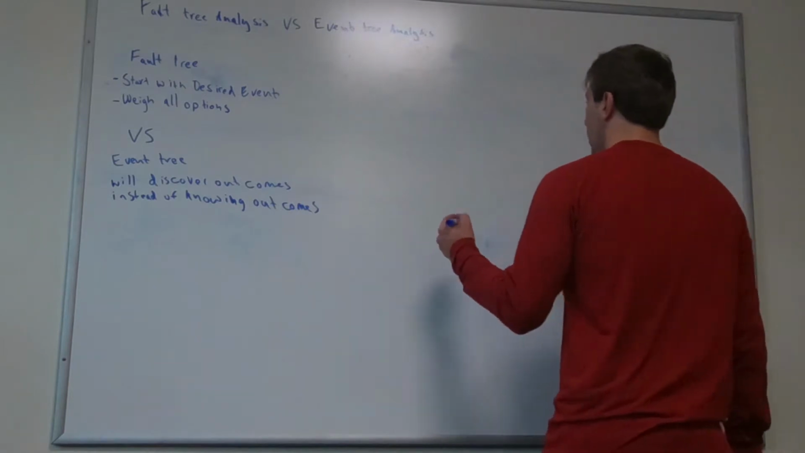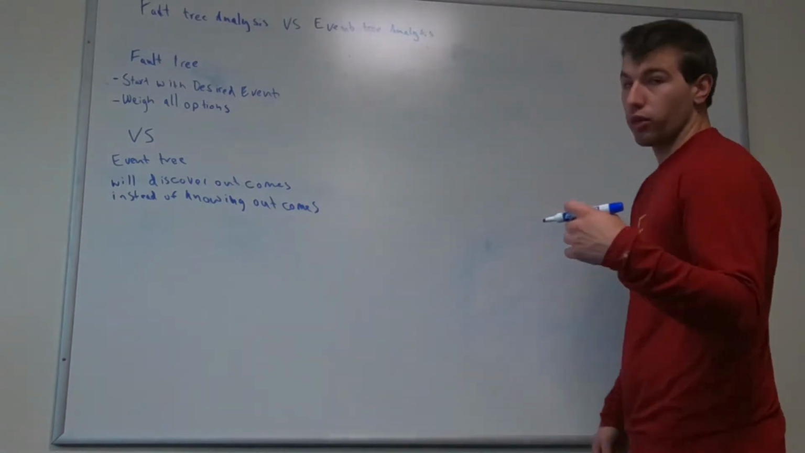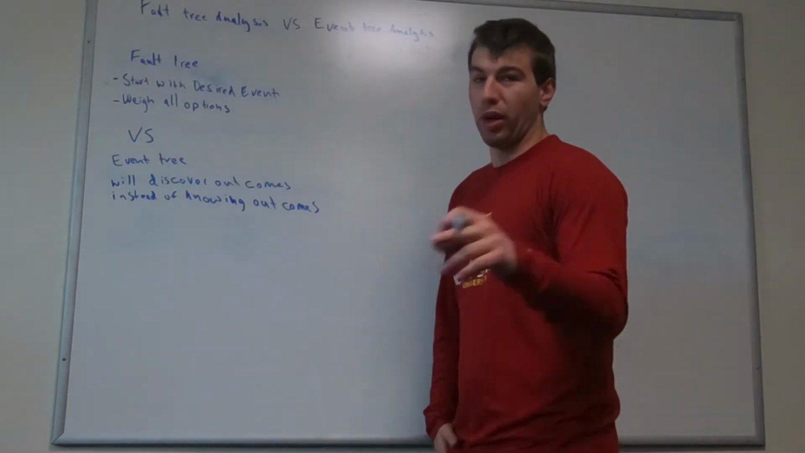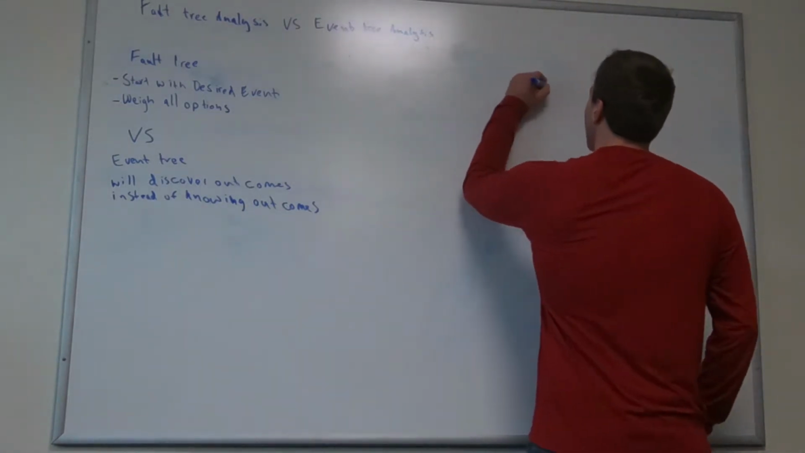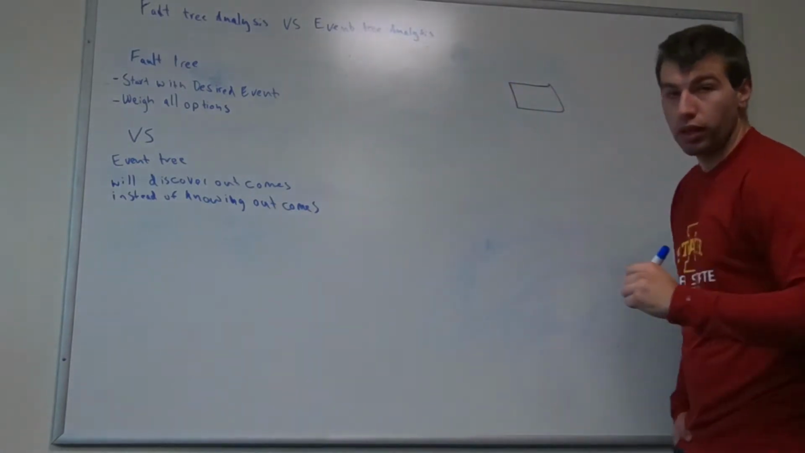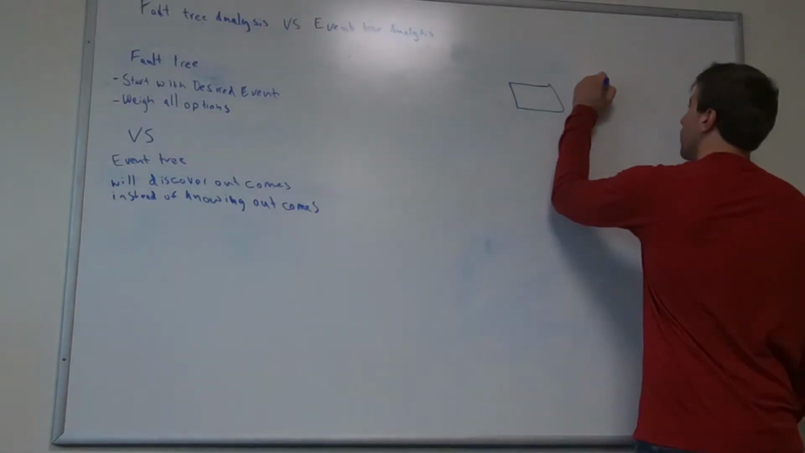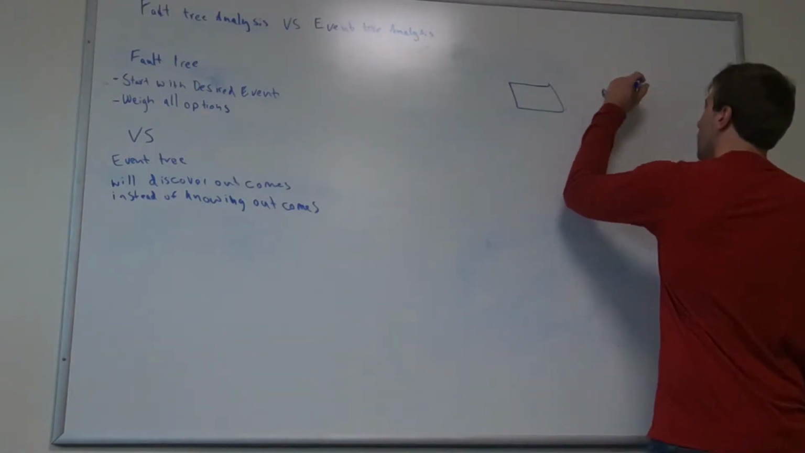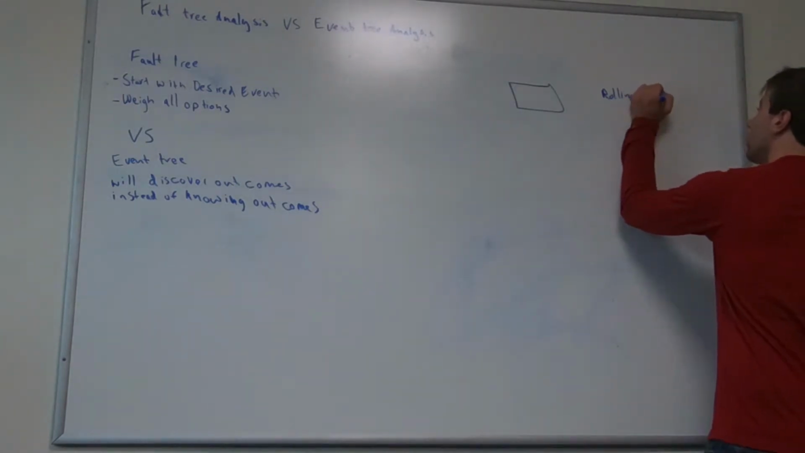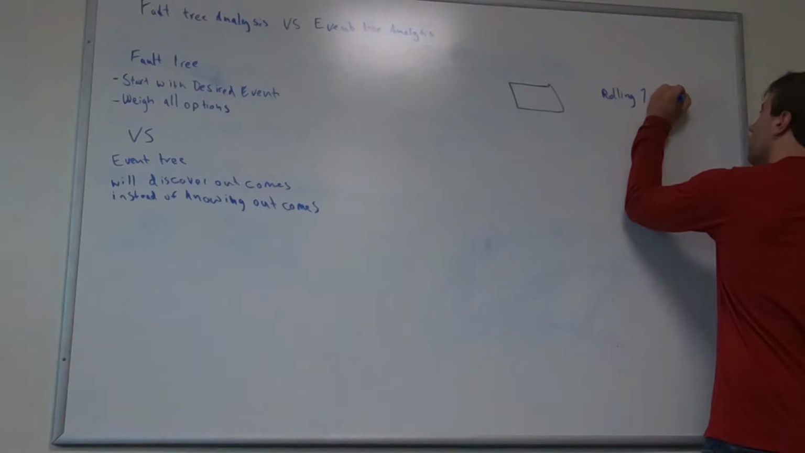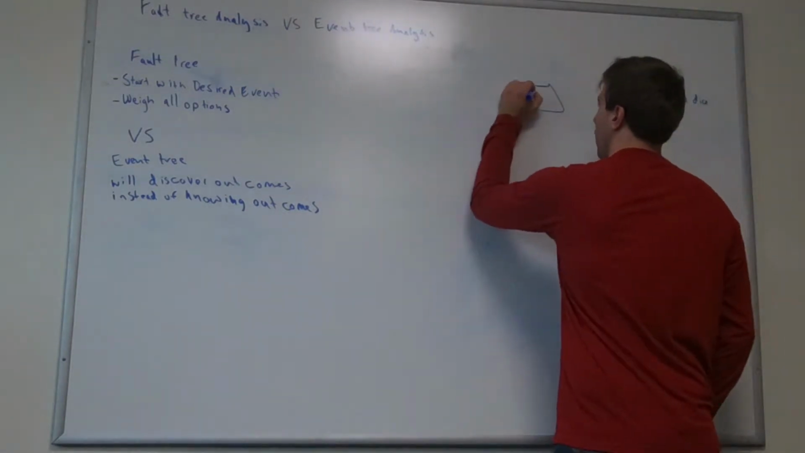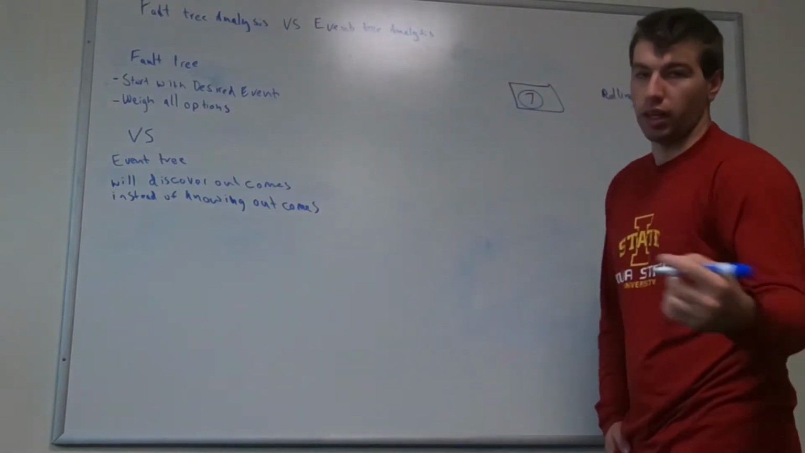So a very easy way to do this is looking at gambling. We're all really good at gambling. That's why we came to Iowa State. And we look at a top event, which is rolling 7 with 2 6-sided dice. So this is our output that we want, and then we're going to say, how do we get there?